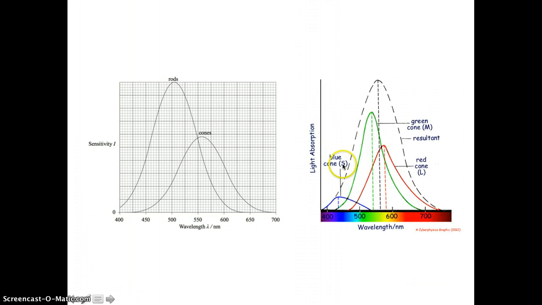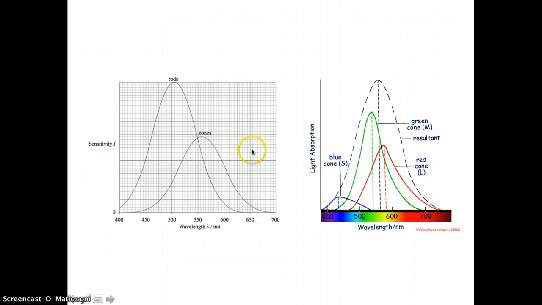Now, blue cones are called S cones because they absorb small wavelengths. See how these are smaller numbers? 400 is less than 500, which is less than 600. So these absorb small wavelengths. Green cones absorb middle wavelengths or medium wavelengths, so they're called M cones. And red cones absorb red light, which are long wavelengths. So those are called L cones. If you combine the three graphs together, the combined effect is this dotted black line here. And that dotted black line is what you see right here on the left graph.